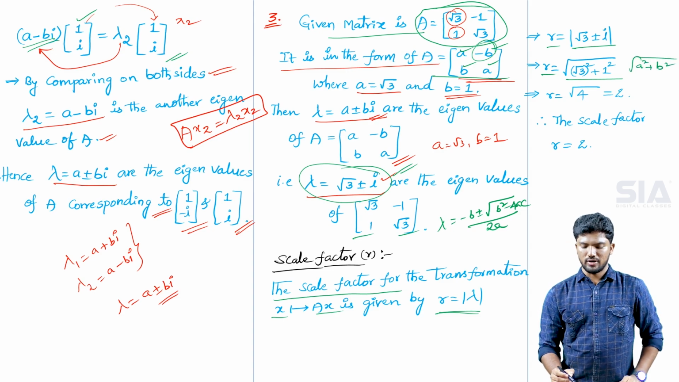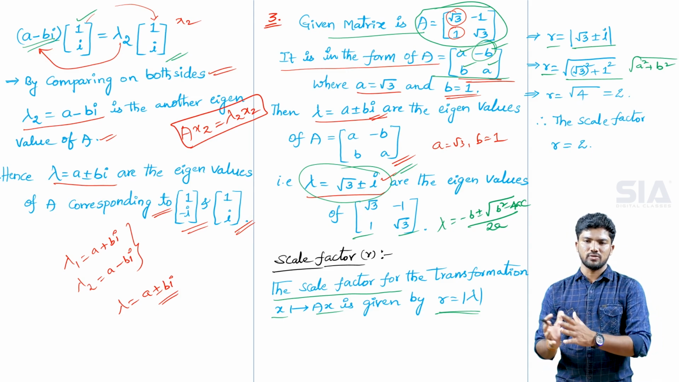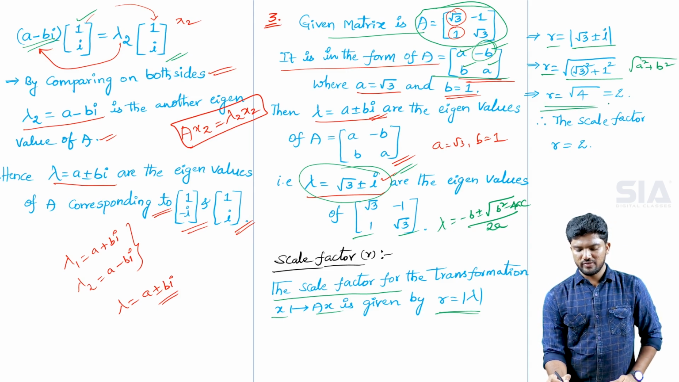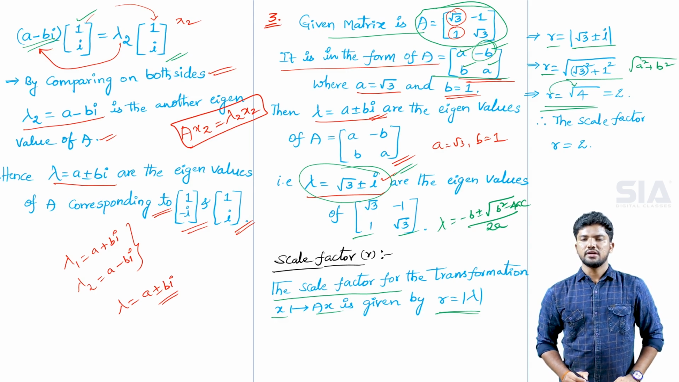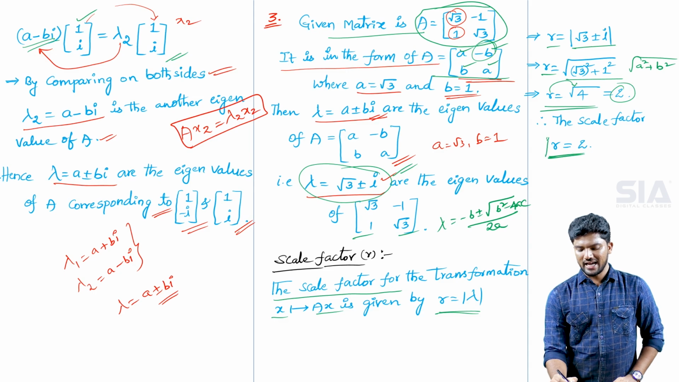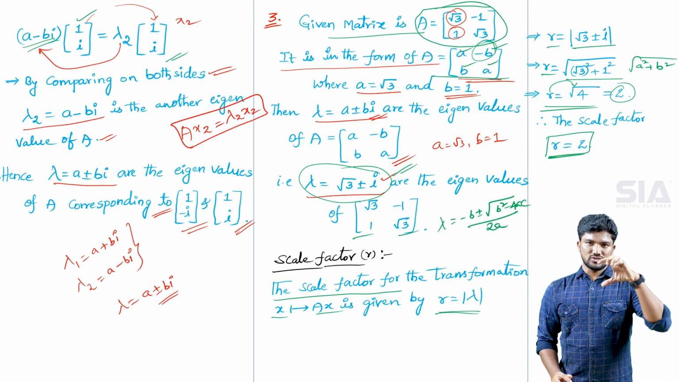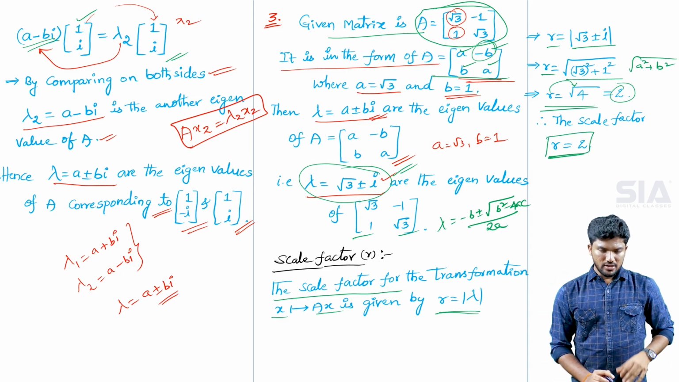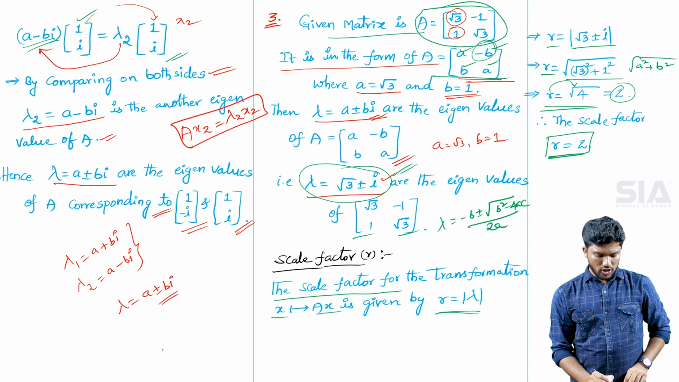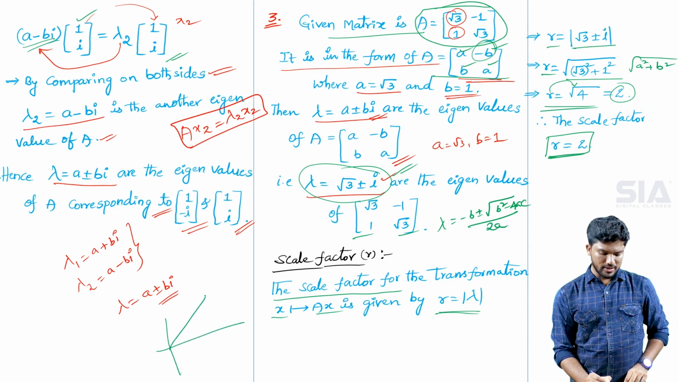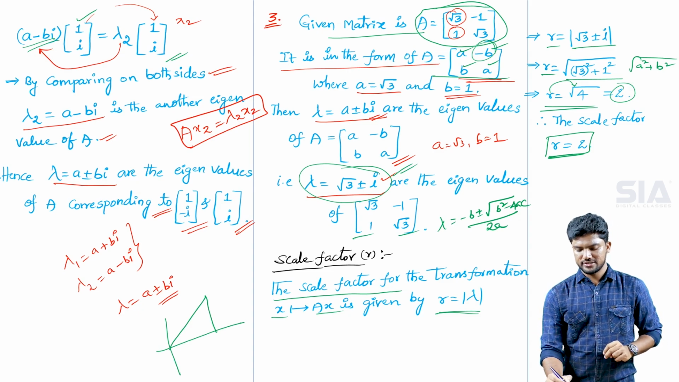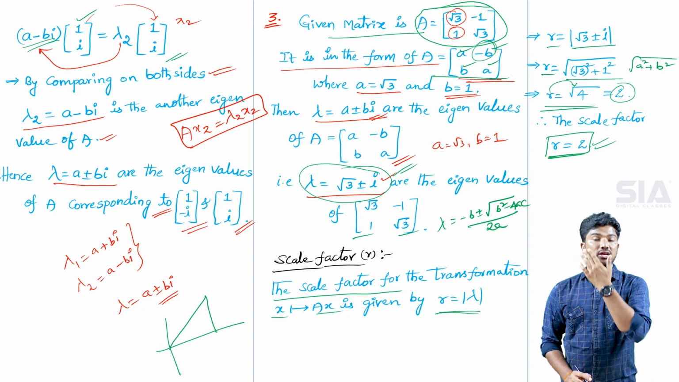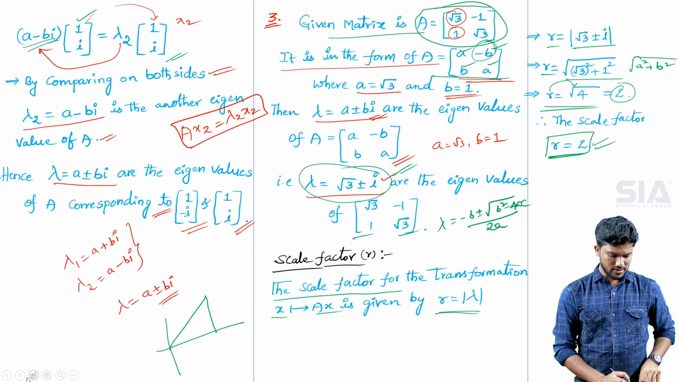So we are applying that formula where a is equal to root 3 and b is equal to 1. Substitute the corresponding values and simplify. You will get small r is equal to root 4. Root 4 value is 2. So therefore small r is equal to 2. Here, what does r is equal to 2 mean? The scale factor is the segment we take as a line from the origin; the origin is at a distance of 2 units. So small r is equal to 2 units.